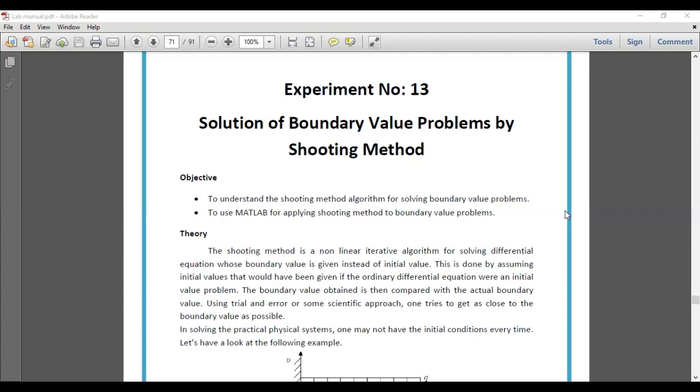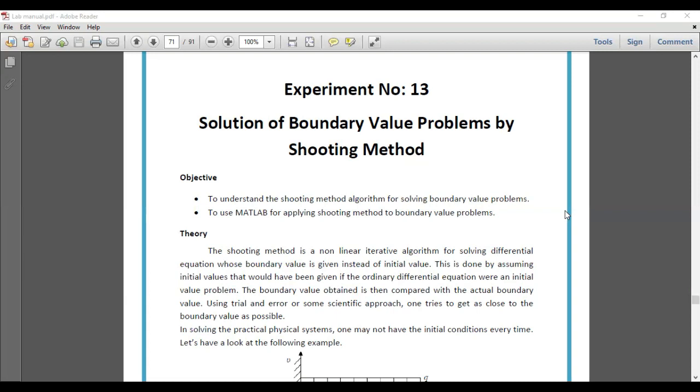But if we are given boundary conditions, then it is difficult to solve such a differential equation, because in that case the initial value or initial condition has to be assumed first, and by hit and trial method the initial condition is selected and specified such that the boundary condition is satisfied, right? So in boundary value problems we are given the boundary condition, not the initial condition.